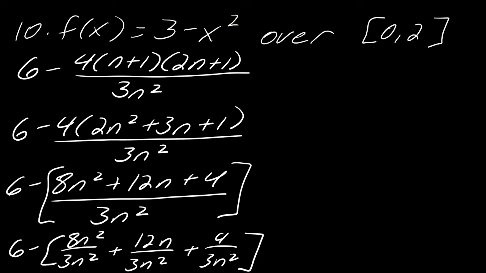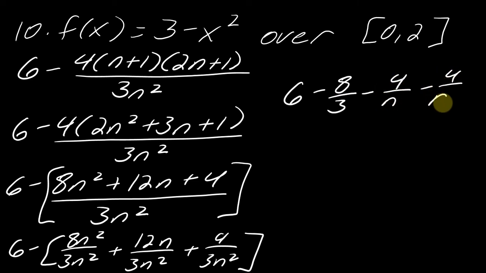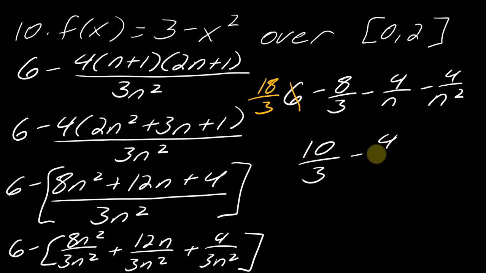So we're almost good here. This is 6 minus 8 over 3. Now don't forget to distribute the negative sign. Minus 4 over n minus 4 over n squared. And so now I can combine this 6 minus 8/3. So remember, I can rewrite 6 as 18 over 3. So this will become 10 over 3 minus 4 over n minus 4 over n squared.